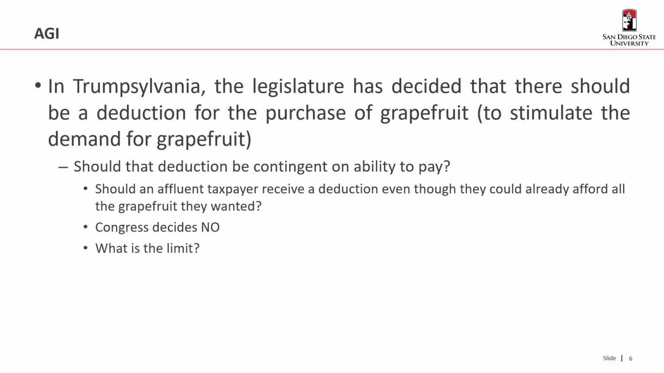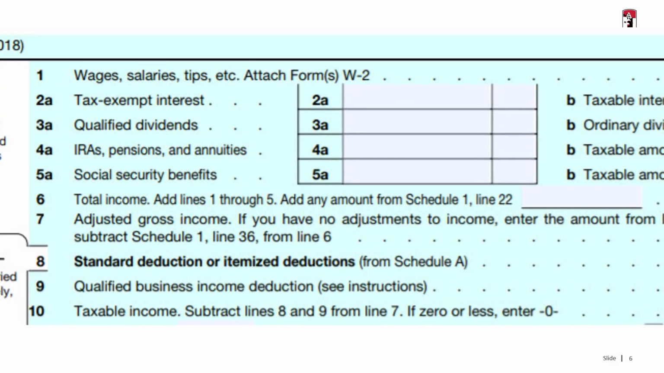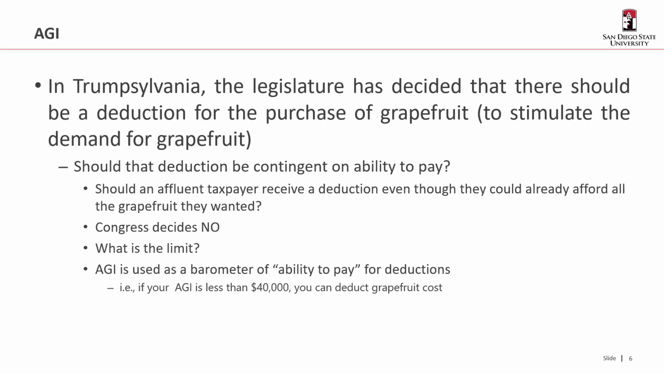So Congress decides no. So then the answer is, well, what's the limit, right? How are we going to define what limit we're going to apply to determine whether or not you get to deduct the purchase price of your grapefruit? And the subtotal that Congress comes to again and again and again is the adjusted gross income. This is used as a barometer of ability to pay with respect to a number of deductions.